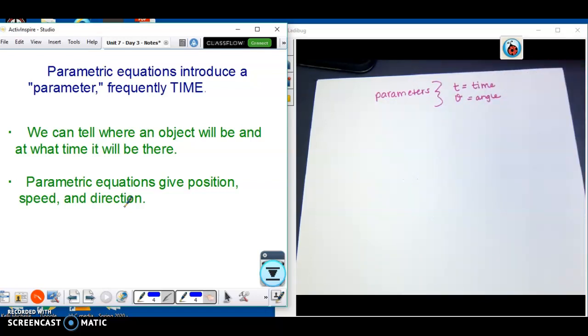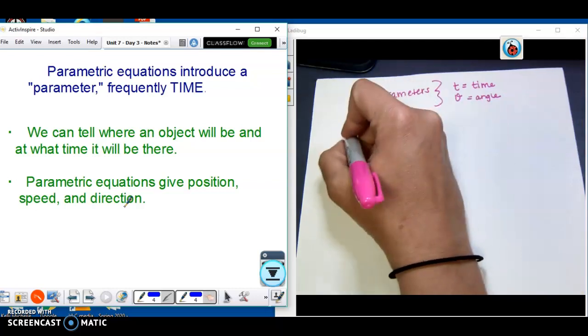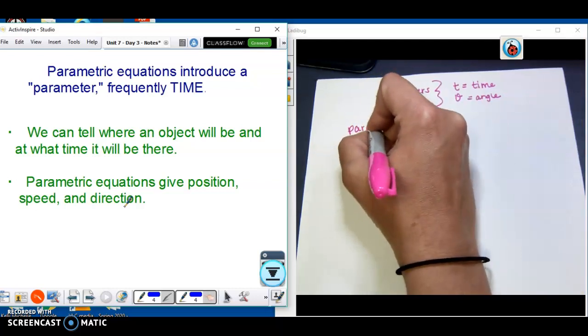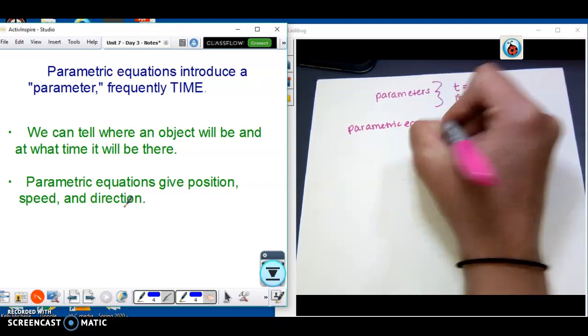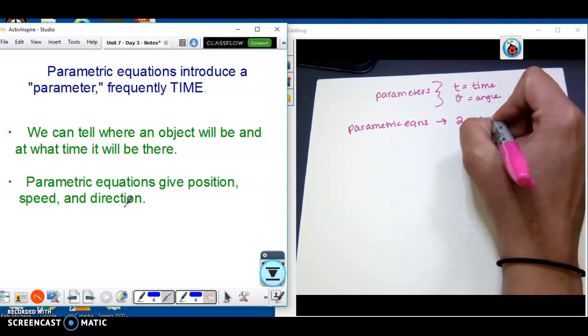So instead of our typical x squared plus y squared equals 2, now we're going to have two separate equations where we're going to have a t or a theta, and we're going to have x. So when we have parametric equations, we're going to have two equations versus just one.